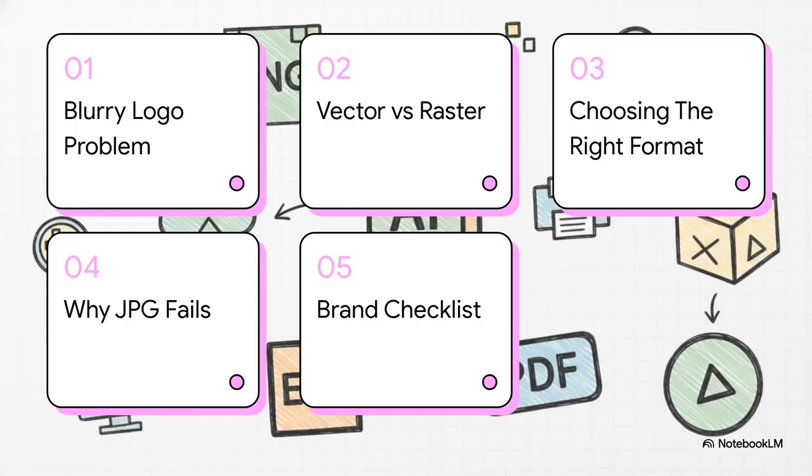So here's our roadmap for today. Think of this as your survival guide to save you from branding disasters and wasted cash. We're going to cover 1, the blurry logo problem, 2, vector versus raster, 3, choosing the right format, 4, why JPG fails, and 5, your essential brand checklist.